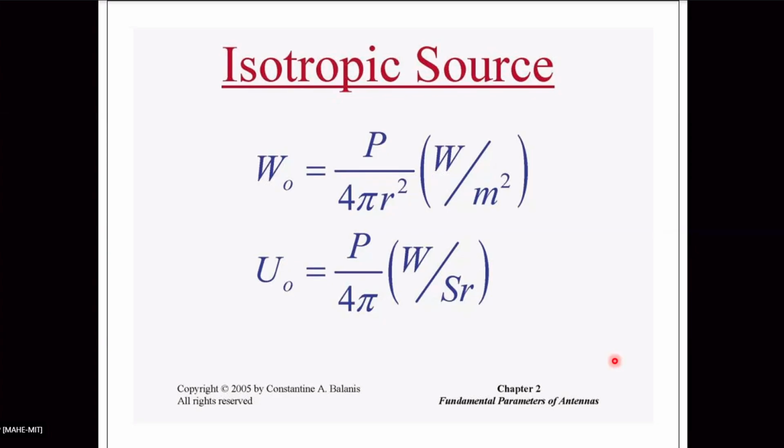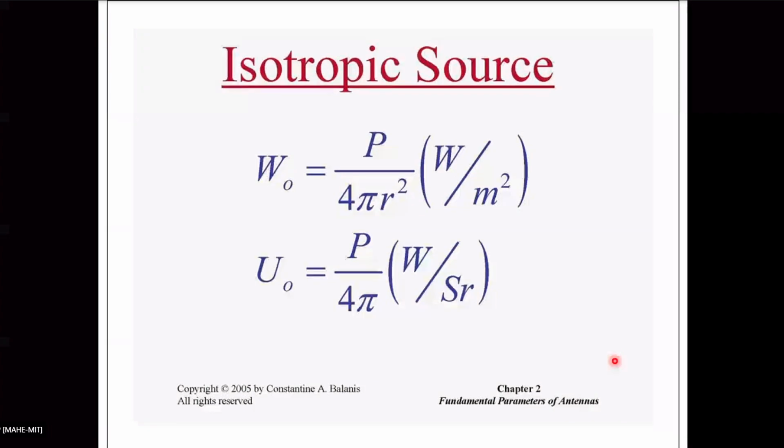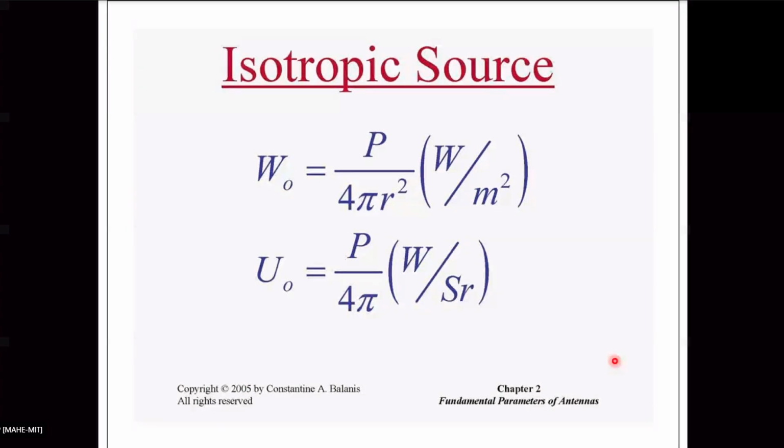Total power radiated divided by 4 pi R square. Why? The total surface area of the sphere will give the expression for power density at any point on the surface of the sphere. Have you got it? Yes, sir.